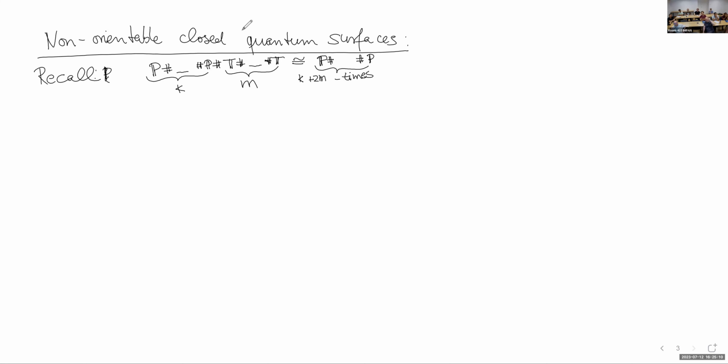If there appears one projective space, it's non-orientable. And if you just have genus one, that gives you two properties of projective spaces. So this is equivalent to the fact that two projective spaces sum up to a torus.